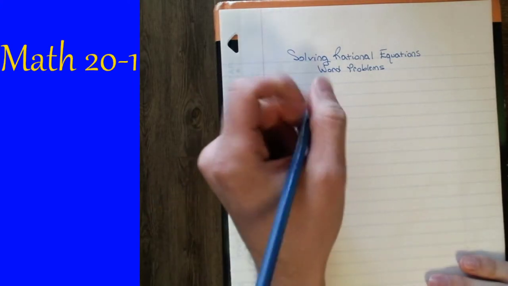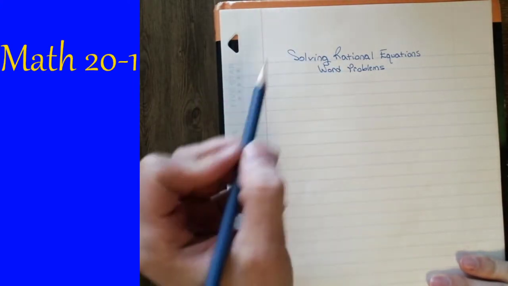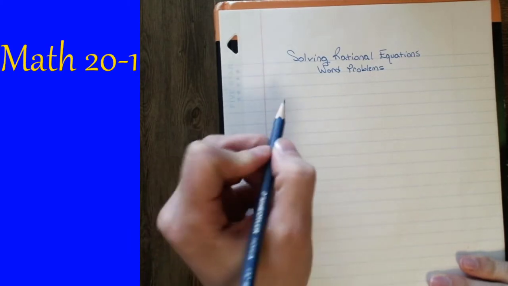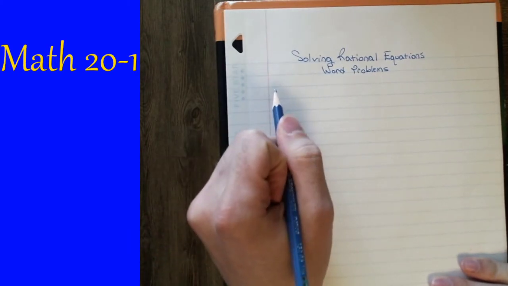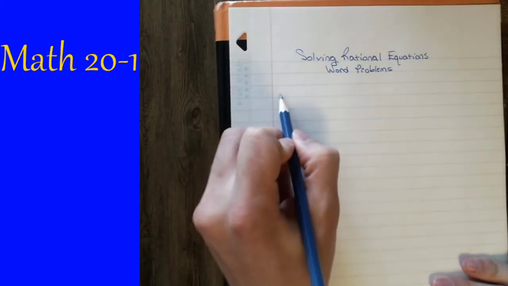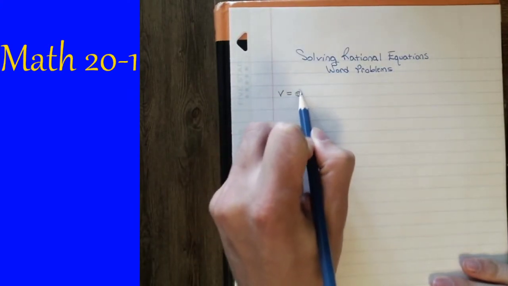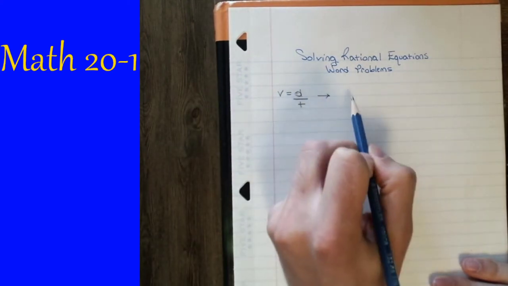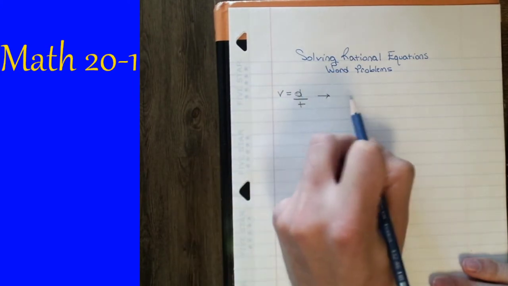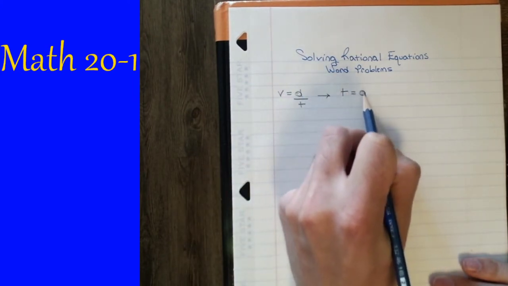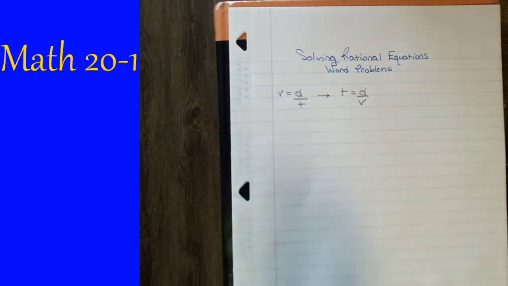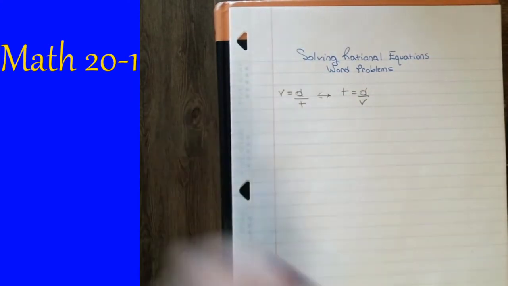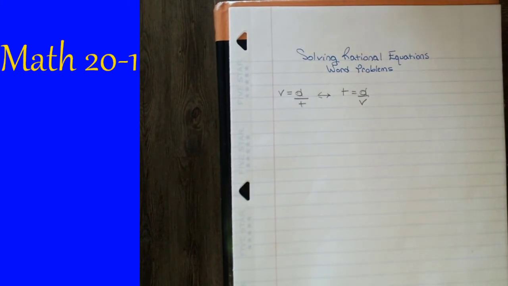So let's begin. And where I always start with this is we're talking about distances, we're talking about time, we're talking about speed. I always like to recall that velocity is distance divided by time. Moreover, I'd like to say that time is distance over velocity. I found that these two equivalent equations really help. So let's take a look at this.